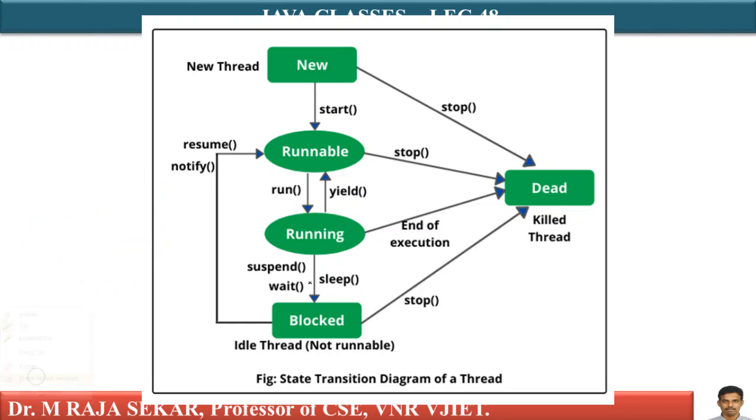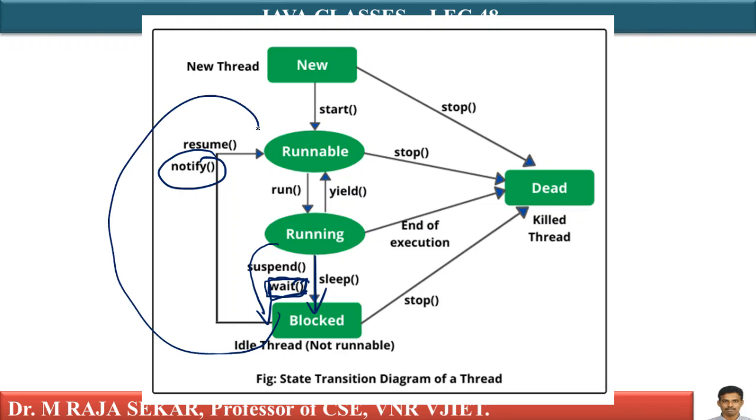When a thread is made to wait using wait method, let me say your thread is entering from running state to blocked state using wait method. The thread gets blocked and the thread can be renewed using notify method, isn't it? Once it enters from running state to blocked state by using wait method, it can enter from blocked state to runnable state by using notify method.